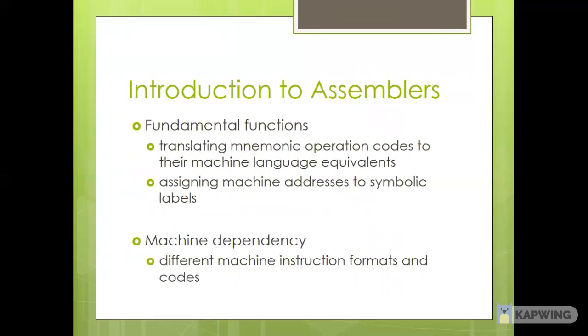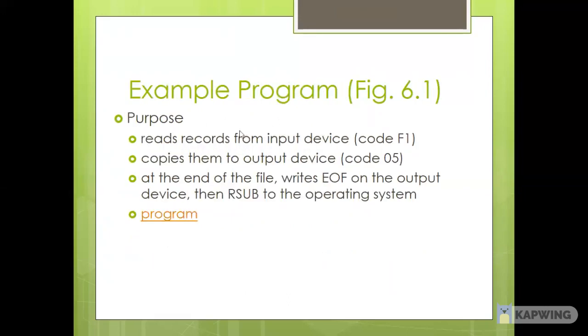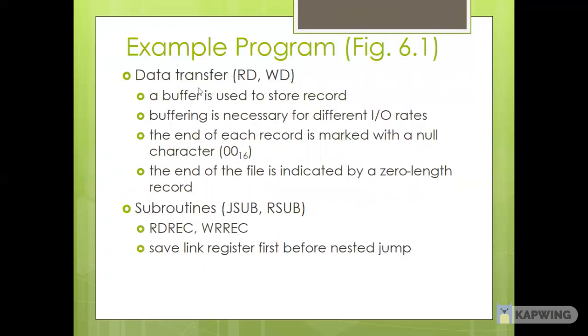Here the purpose is to read records from the input device, copy them to the output device, and at the end of the file write an end-of-file marker on the output device, then return to the operating system. So here is your example: data transfer, read and write. The buffer is used to store the record. Buffering is necessary for different I/O rates. The end of each record is marked with a null character. The end of file is indicated by a zero-length record.